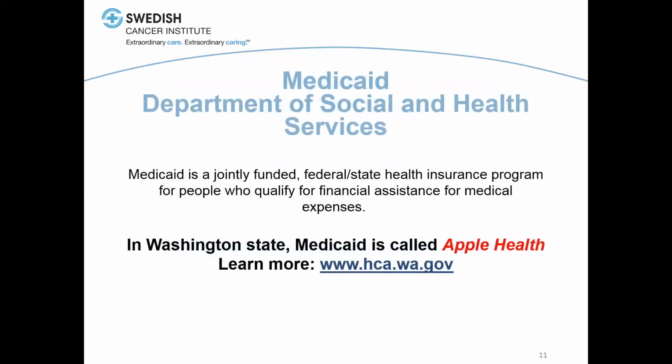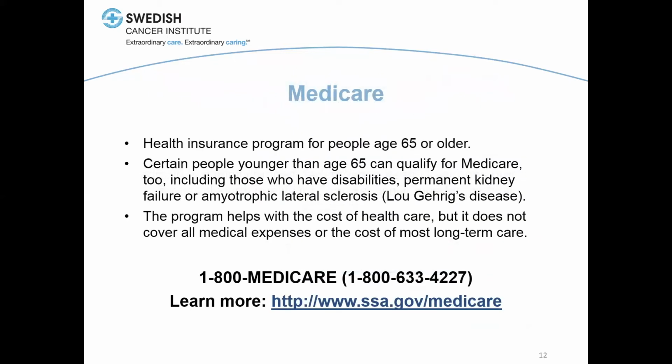Medicaid is a jointly funded federal state health insurance program for people who qualify for financial assistance for medical expenses. In the state of Washington, Medicaid is called Apple Health. You may think that Medicaid and Medicare are the same. Actually, they're two different programs. Medicaid is a state-run program that provides hospital and medical coverage for people with low income and little or no resources. Each state has its own rules about who is eligible and what is covered under Medicaid.